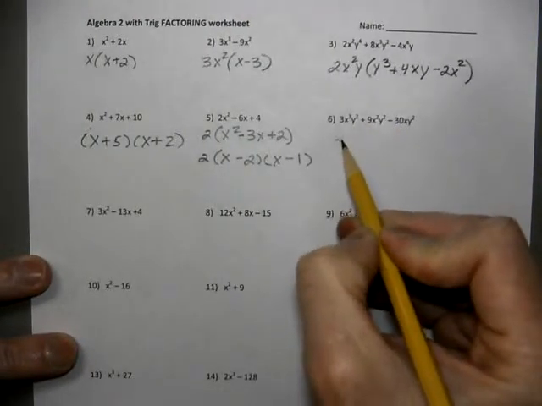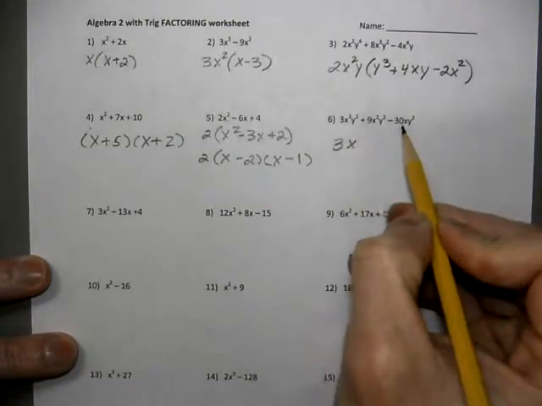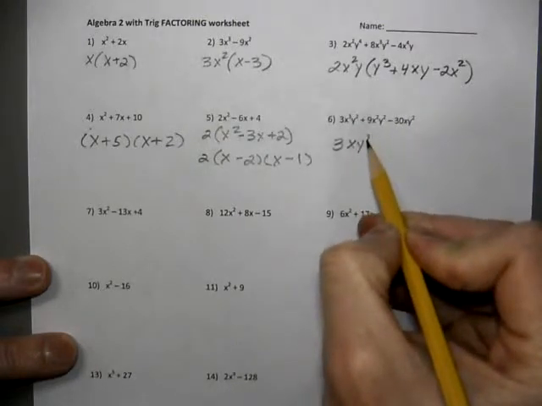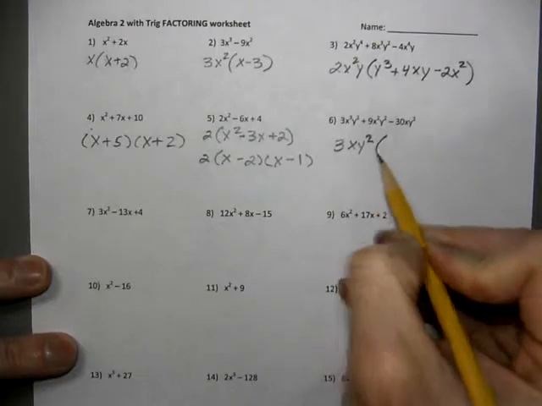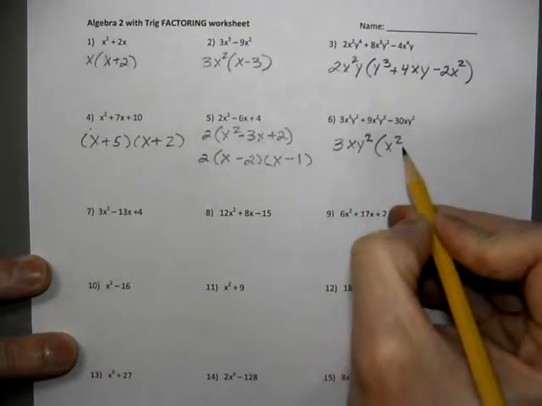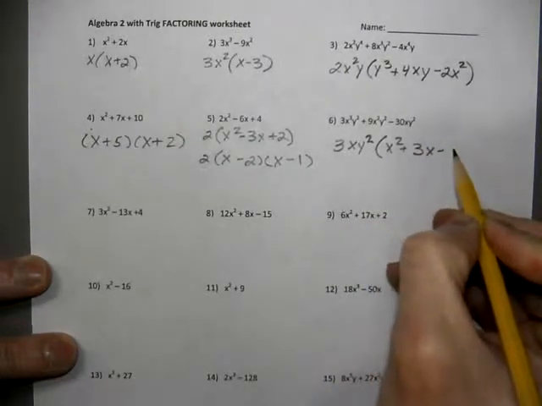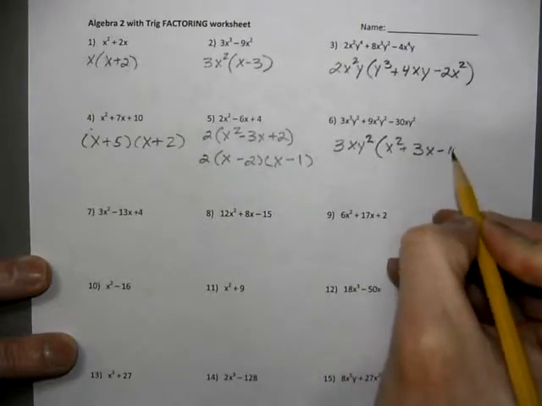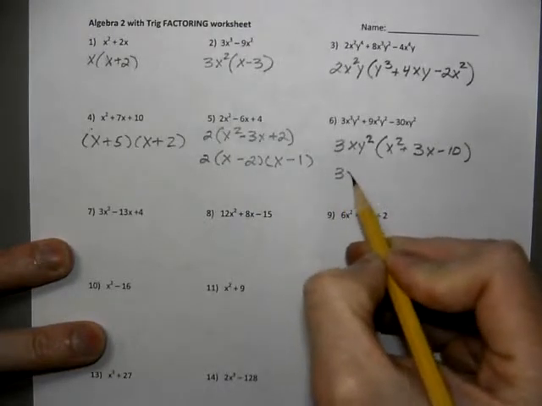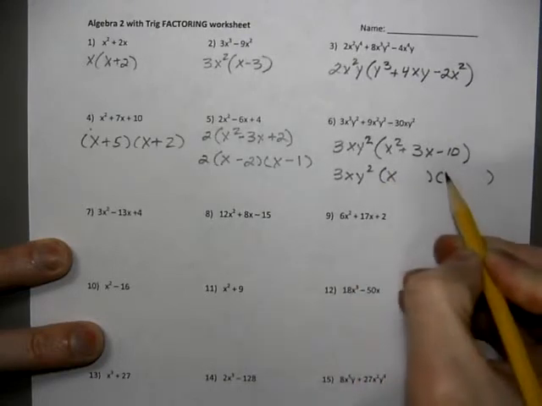Looks like a 3 goes into all of those. The lowest exponent for the x's is 1. Looks like they all have a y squared in them. Looks like that could still be factored.